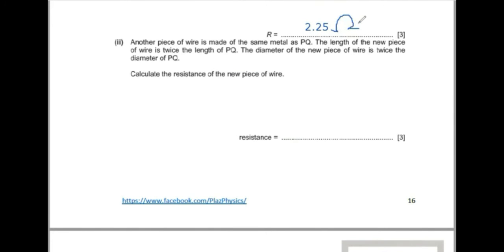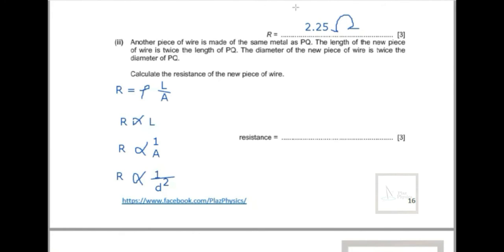Another wire. Diameter and the length. Okay, if you refer to the formula, it will be like this: R equals rho L over A. I use proportionality, but the question gives you diameter. So pi D squared over 4 is your area. So R is proportional to 1 over D squared. Wire PQ is 2.25. So for the other wire, the relation to the PQ, you multiply like this.